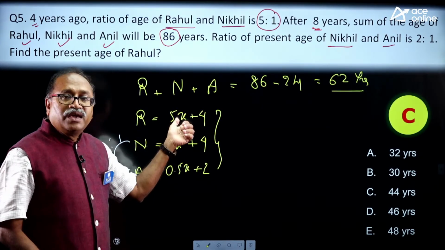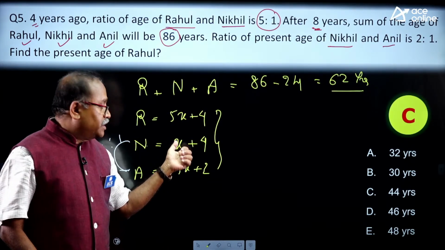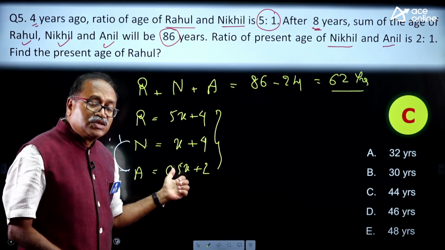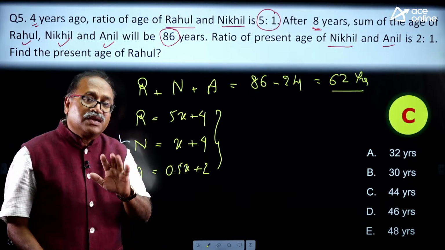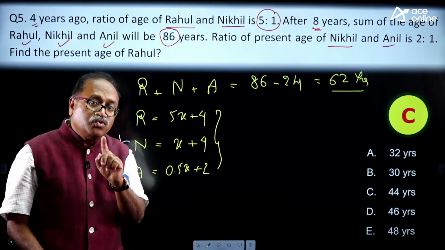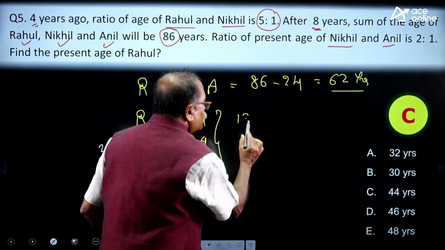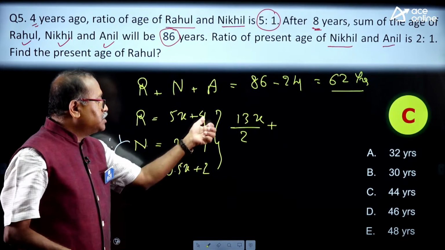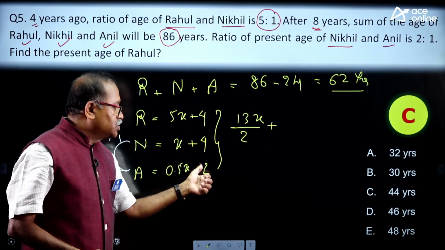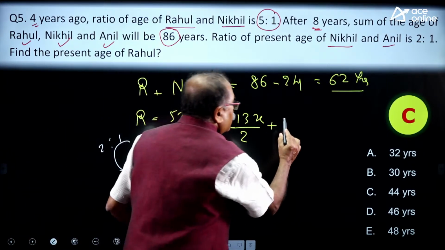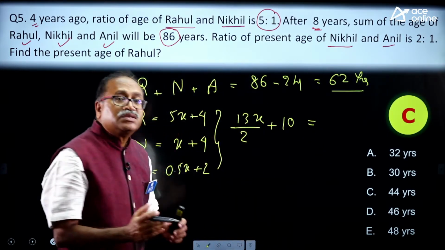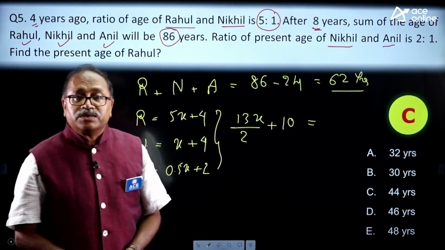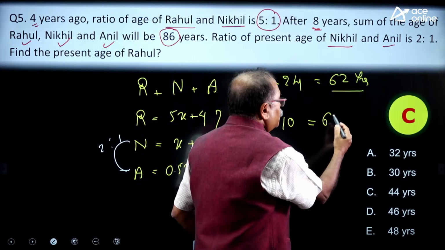Look at this one. That's x, 5x plus x, that is 6x. 6x plus 0.5x, that is 6.5x. 6.5x can be written as 13 by 2 x. So look at this one. 13 by 2 x plus, how much is this? 4 plus 4, 8 plus 2, 10. Which is equal to the total present age of these three people, which is 62 years. So it is equal to 62.